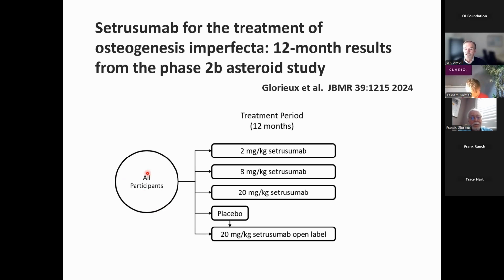Adults with OI, both type 1 and type 3 and 4, were randomized to receive several doses of setrusumab. Some were initially going to receive placebo, but for a variety of reasons, they were quickly switched to the higher dose of setrusumab. What I'll show you are some results with this dose ranging study.